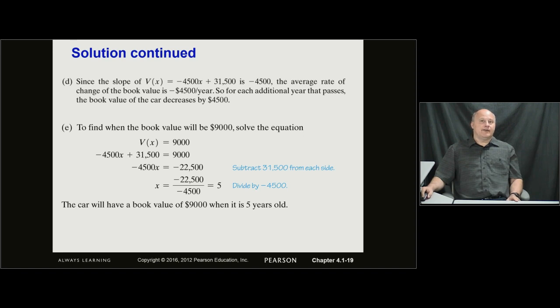Okay? And then E, we want to find the book value when the value of the car is $9,000. What is the x? So what year is that? How old is the car? They put the value at $9,000 and set that equal to the function v of x. They solved for x. They subtracted 31,500 and then divided by negative 4,500 and got x equals 5. So that meant the car is 5 years old when it's worth $9,000. So it's a pretty easy explanation here. It's a linear relationship. That's all there is.